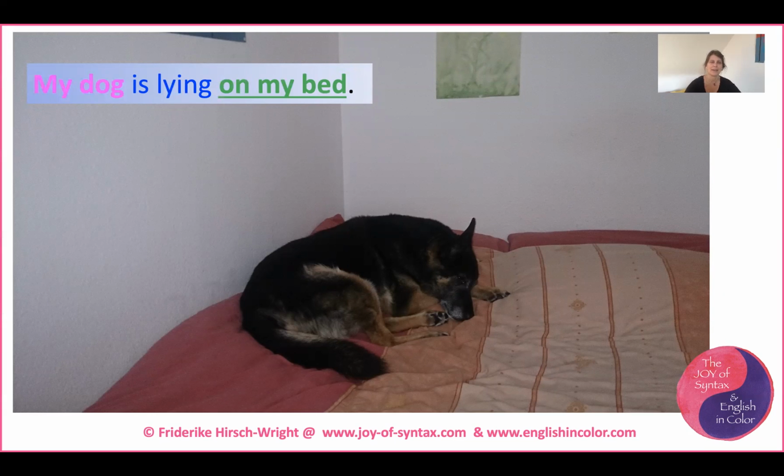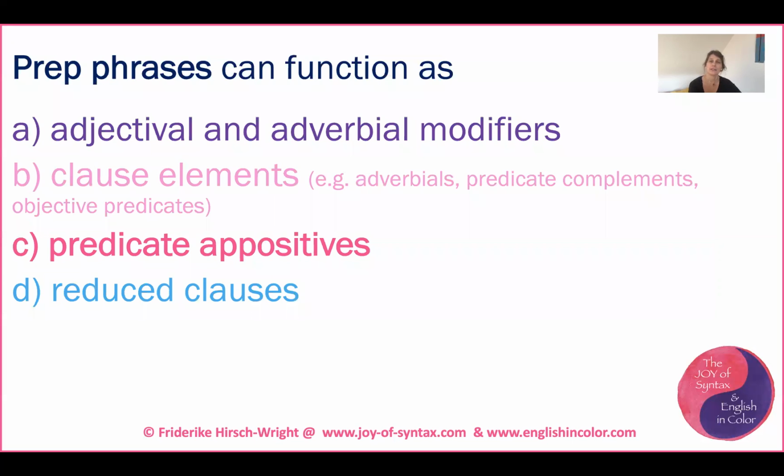So my dog is lying on my bed. On my bed is the prepositional phrase. On is the preposition. My bed is the noun phrase. And the prepositional phrase on my bed is the sentence adverbial in the sentence, my dog is lying on my bed. And actually, it's an obligatory sentence adverbial. I couldn't just say my dog is lying. When I use lie, I always need an adverbial of place. Now, prepositional phrases can function as modifiers, as clause elements, as predicate appositives, and as reduced clauses.